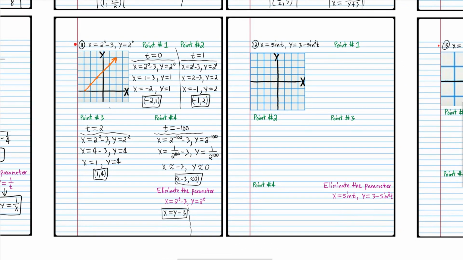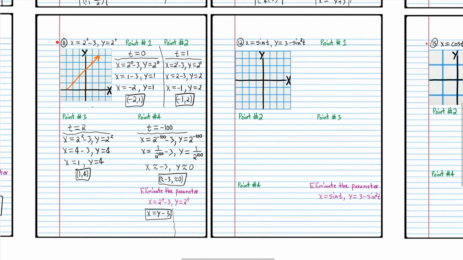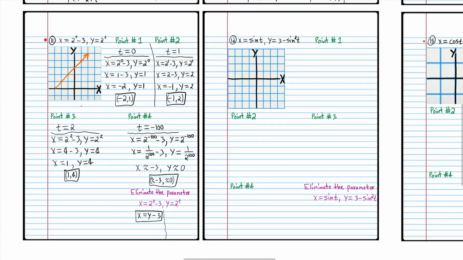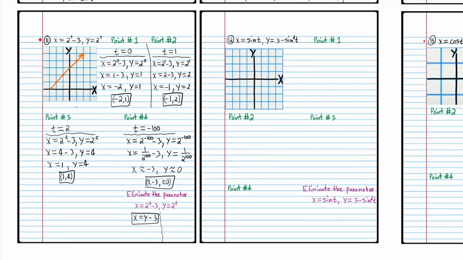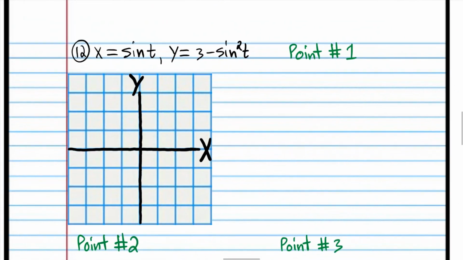So these are examples where t was not really limited, but because of the equations that we're using for x and y, the x and y values were limited. So let's do another example of that.